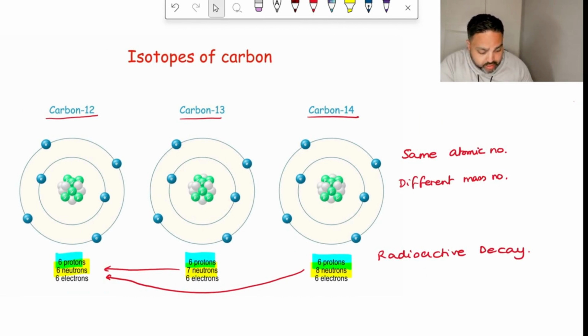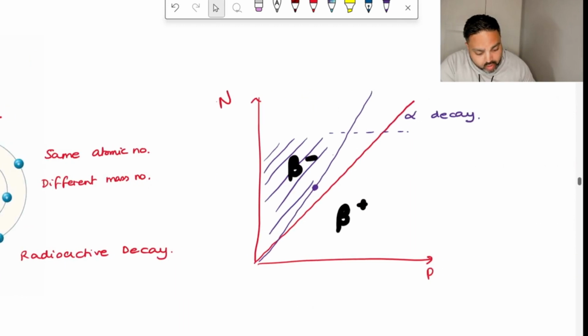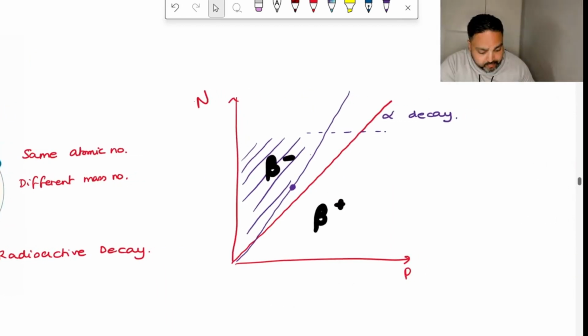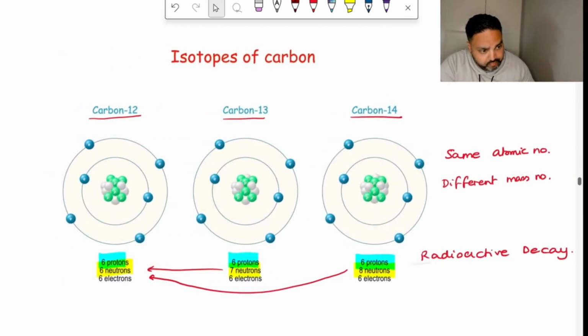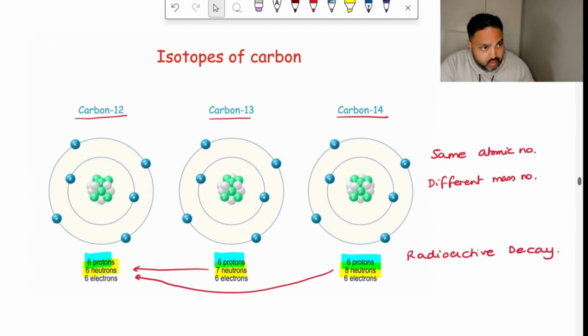What are the 3 types of radiation? Someone tell me in the chat. What are the 3 types of radiation? Someone tell me in the chat quickly, come on.